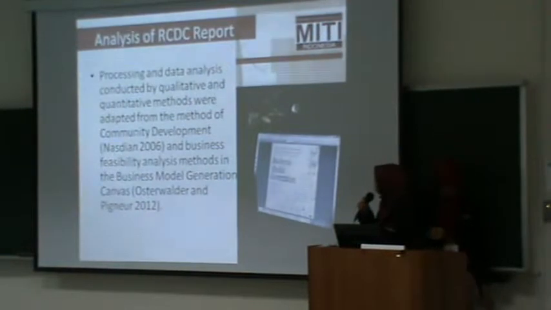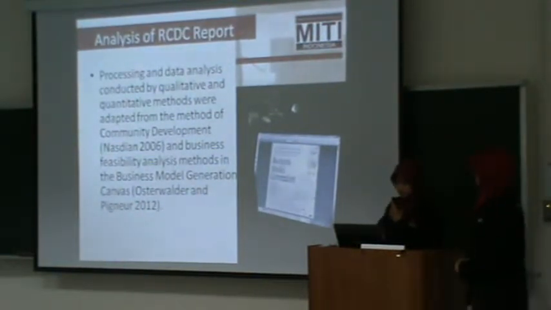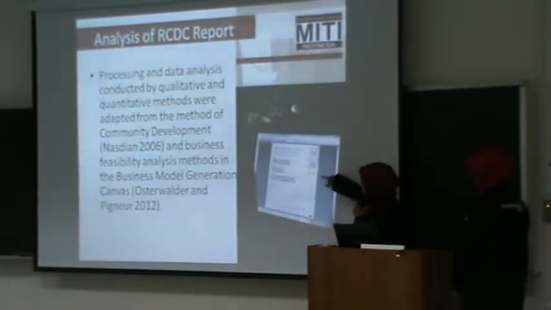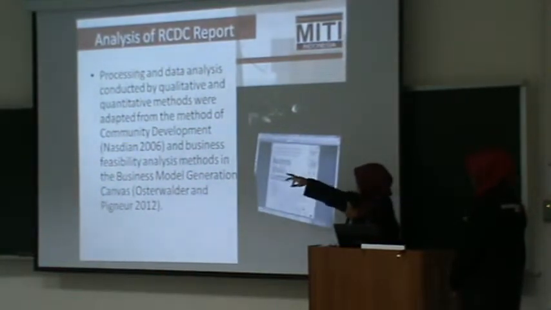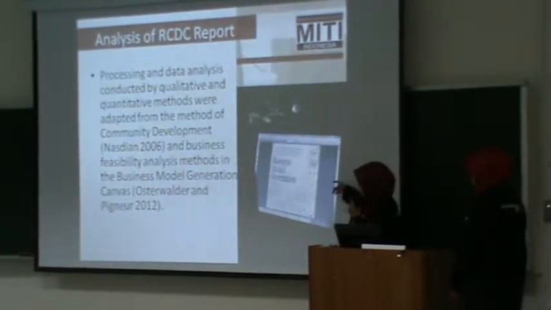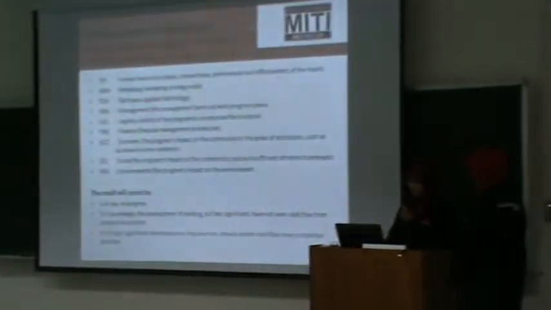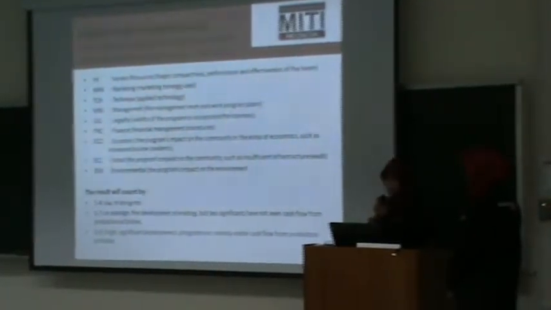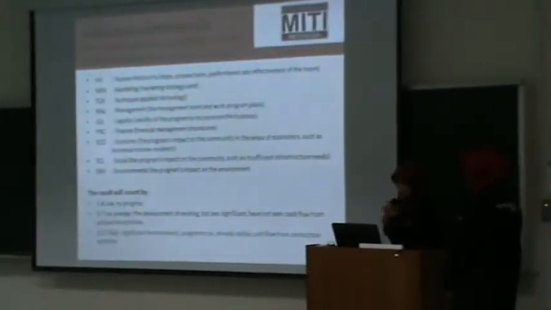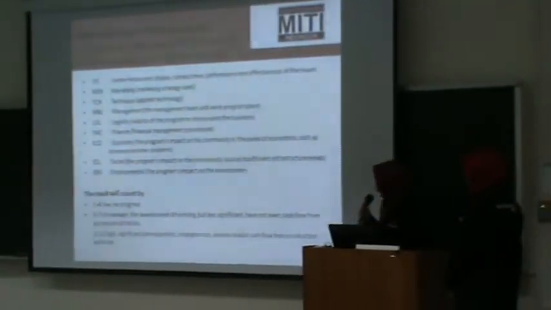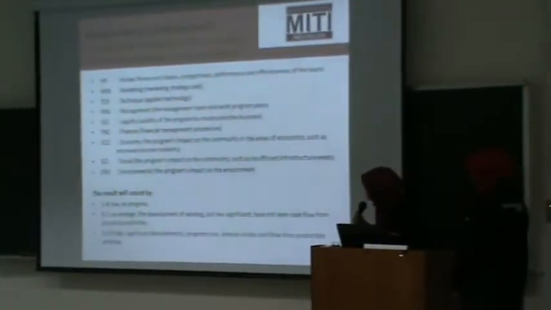Then the analysis of the RCDC report. The data analysis was conducted using qualitative and quantitative methods, adapted from Nasdian's community development and the business feasibility analysis method in Business Model Generation. For the qualitative data, we chose these aspects: human resources, marketing, technique or technology, management, legality, finance, economy, and social and environmental.